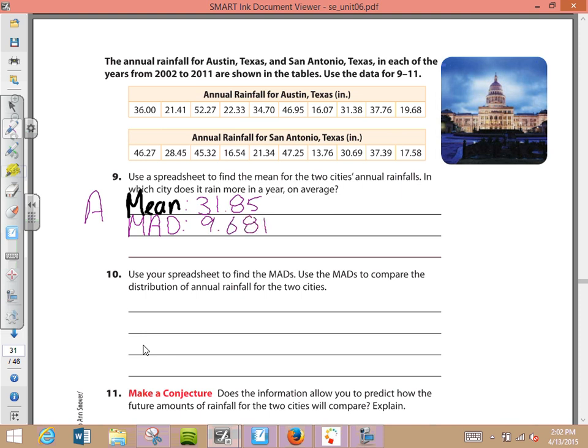That? What about for San Antonio? What was the mean? 34 point what? And what was the mean absolute deviation? 30 and then 459? What was the mean absolute deviation? That?